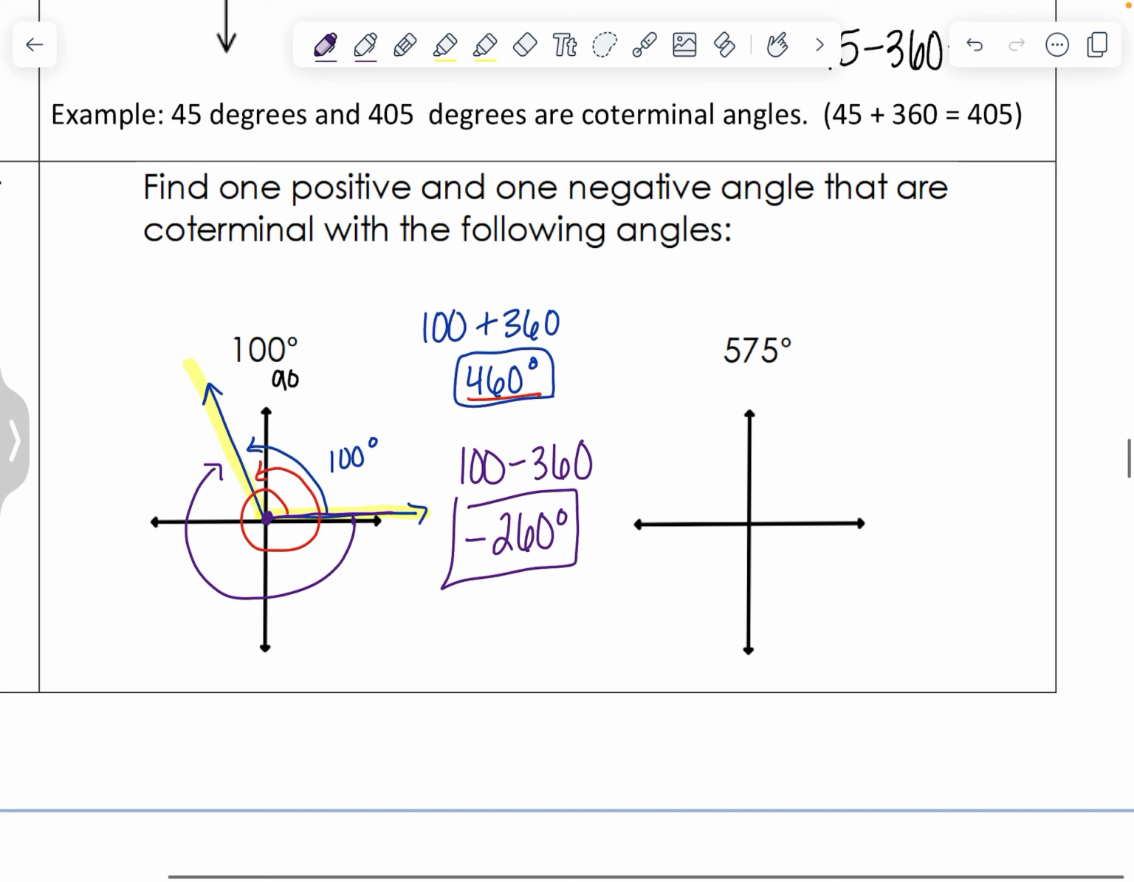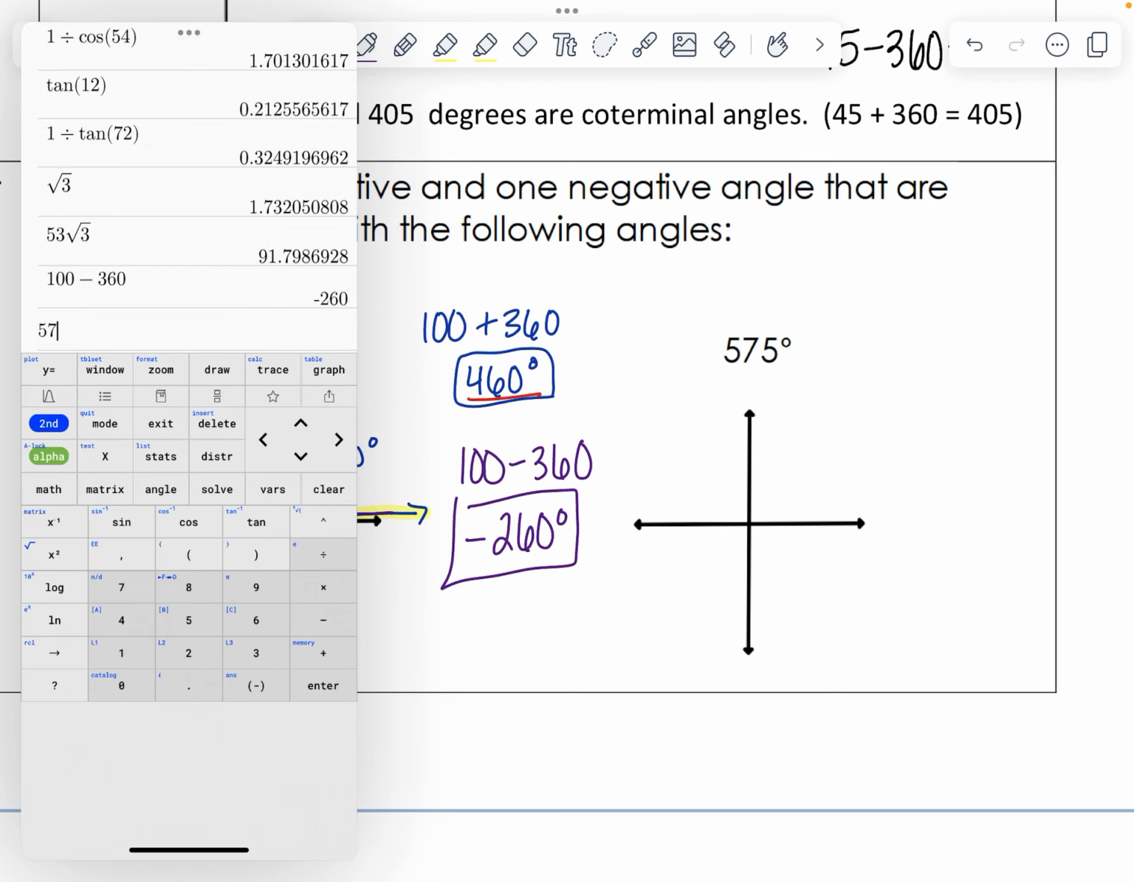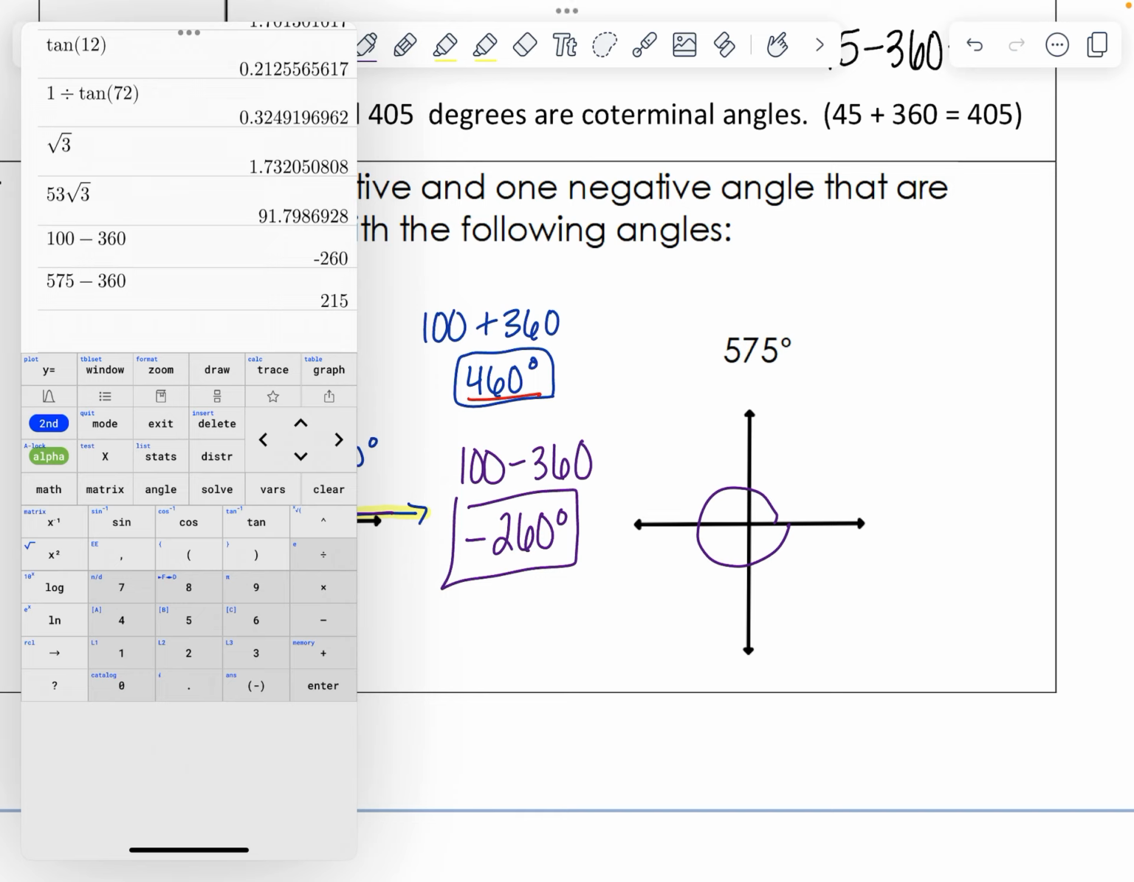So 575 is over a full revolution. So to start this, I'm going to say 575 and I'm going to subtract 360 right away because I know that 575 is at least one revolution around. So it is one revolution and 215 degrees more. So 90, 180, 270, 360. I've gone 360. I have to go 215 more. So go to 180 and then a little bit more there. So 215 would be, or 575 would be right there.